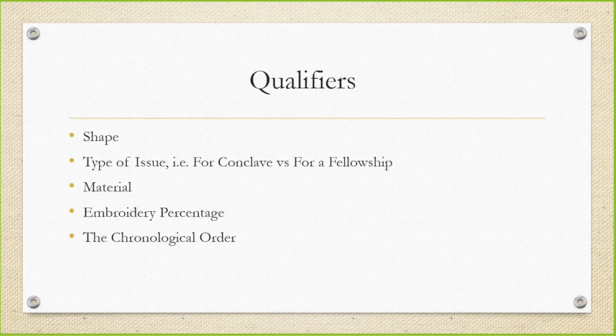So if you break this down, essentially you have a series of qualifiers that you have to figure out if you're going to identify a flap. If you're taking a patch, what shape is it? Okay, it's a flap shape. Good, we know it's something. Type of issue: was it for a conclave or for a fellowship? That would identify if it's going to be an event patch. Material: what type of material is it made on? And then you have to know the embroidery percentage. So is it an F or an S? And then the chronological order. The result of that is you have at least 5 qualifiers that you're now looking at to identify one patch to exactly what flap it is.